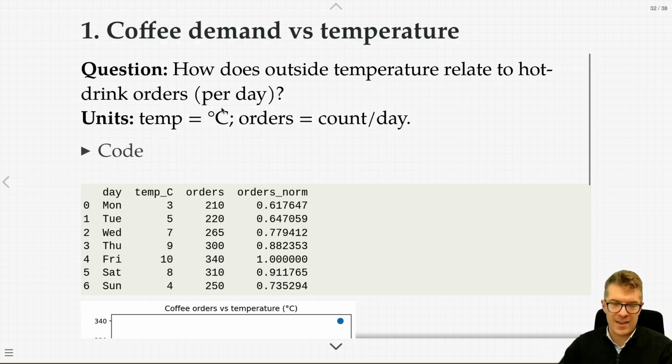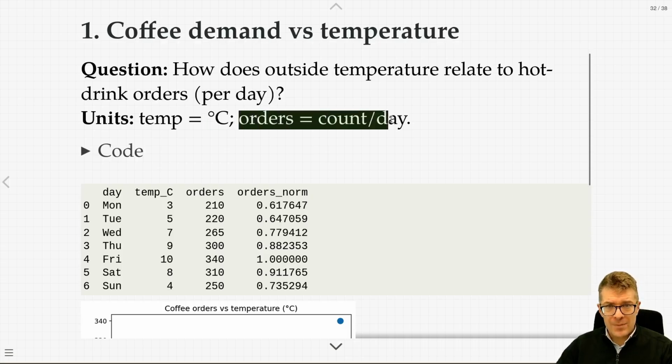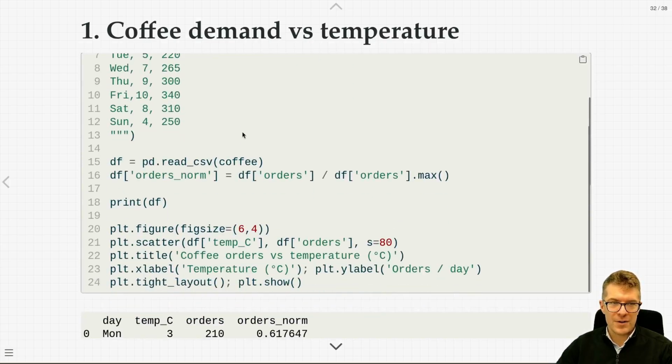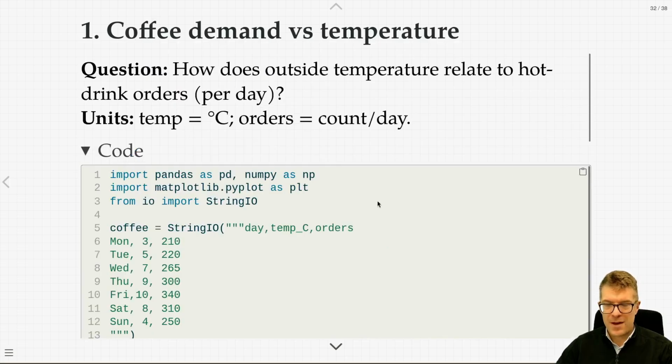Maybe you have a vague idea that people will buy more hot drinks on cold days and more cold drinks on hot days. Okay, so that's our question. We want to break it down into measurements or metrics. This will include units like temperature, and obviously we'll use metric, and orders. So the count of orders per day will be our metric we care about.